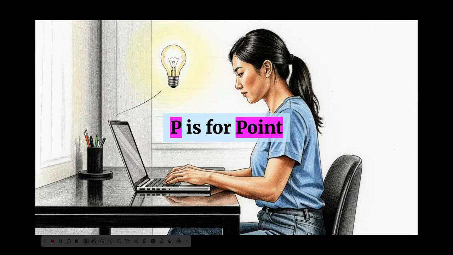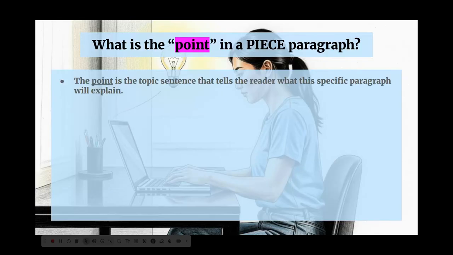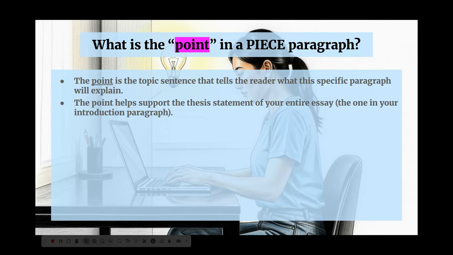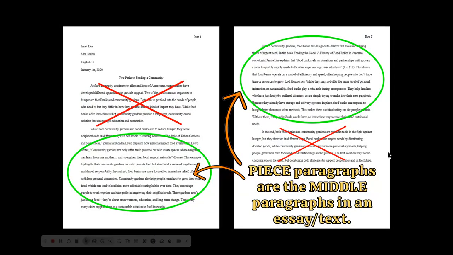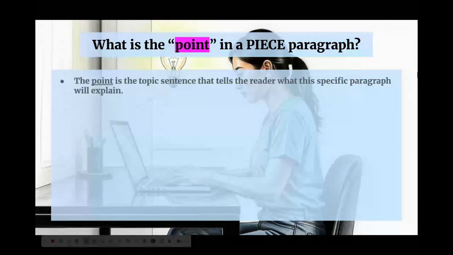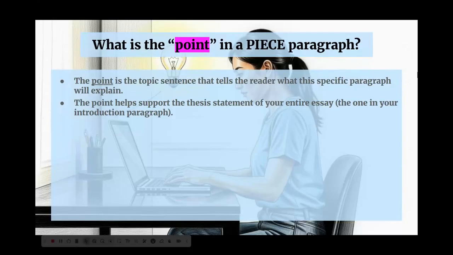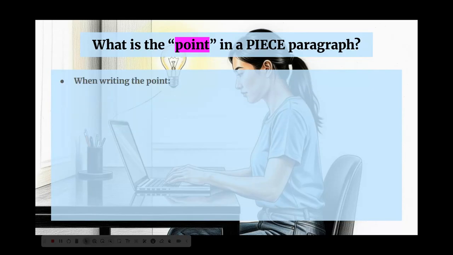Okay? So the P is the point, and this is the topic sentence telling us what that paragraph is going to explain. It's going to help support the thesis statement of your entire essay, because remember, these are the middle paragraphs, and your thesis statement is generally in that introduction paragraph at the very end. So this point is just kind of explaining a reasoning behind the thesis statement. The rest of the paragraph should explain this point further.